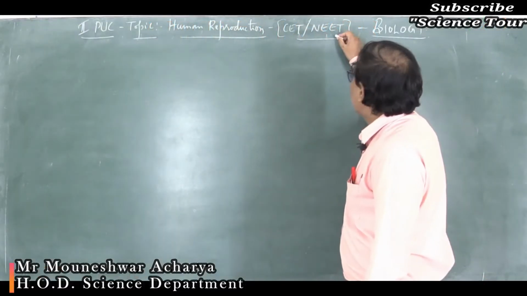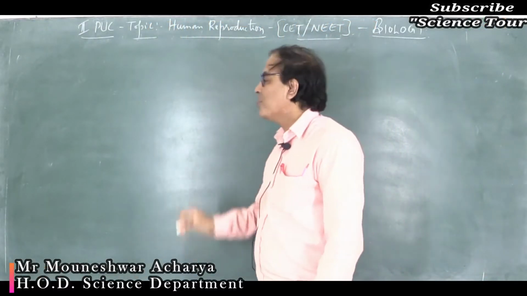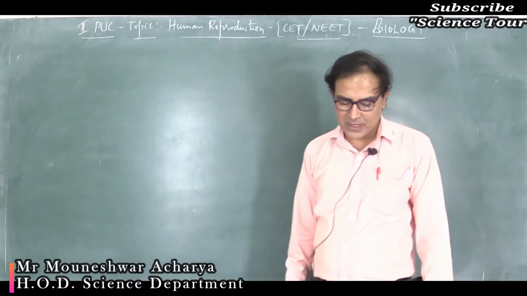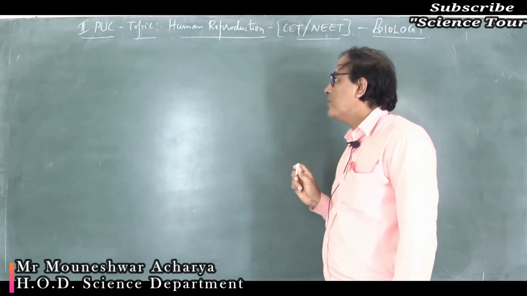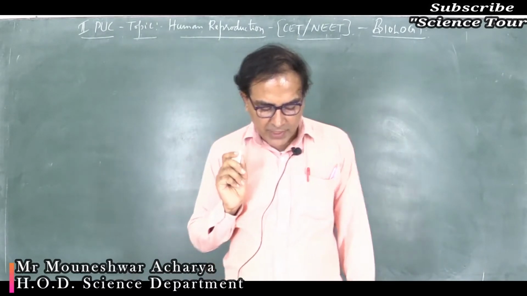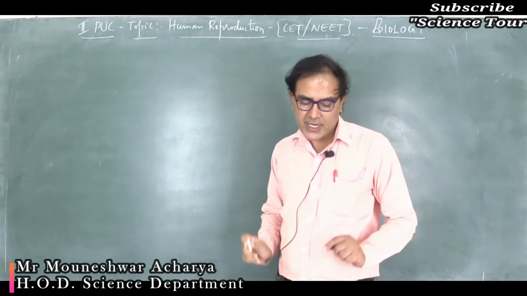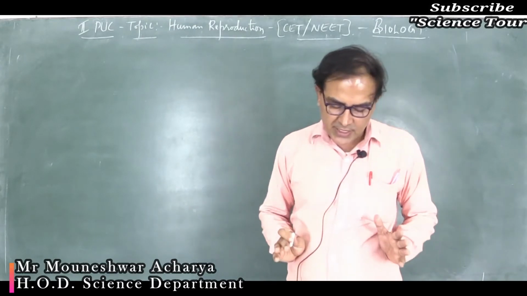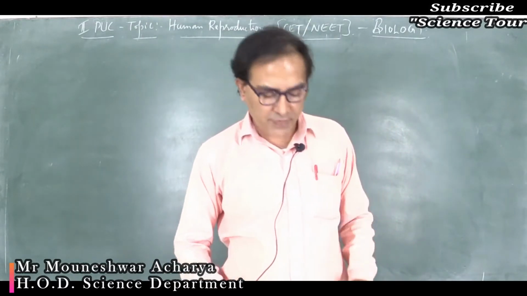Under the CET NEET topic, we are discussing the chapter Human Reproduction. So here in the first worksheet, students take out the worksheet. We have completed till question number 43 in the previous sessions. Let's start with question number 44.